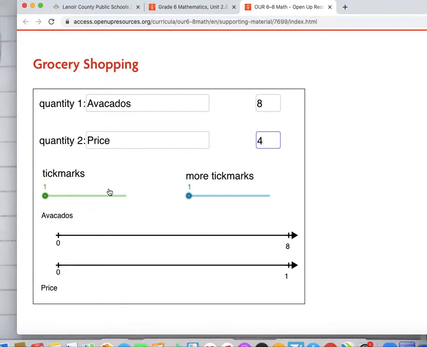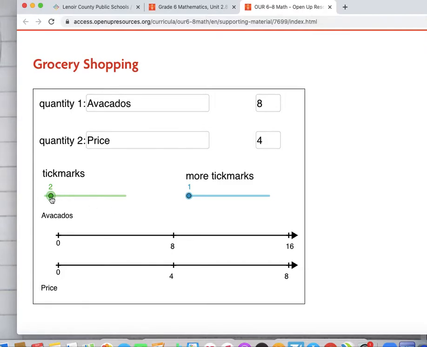Okay, so if I go to one tick mark, if you'll look at my number line, I've got 8 and $4. Okay, if I do 2 tick marks, my 8 doubles to 16, my 4 doubles to 8. Okay, so go ahead, if you will write down 1A, 16 avocados cost $8. Okay, and we're going to keep moving this.